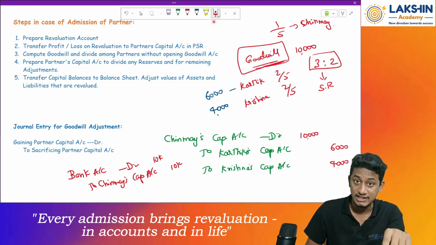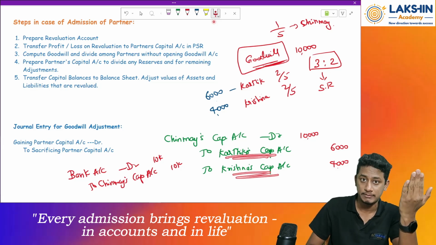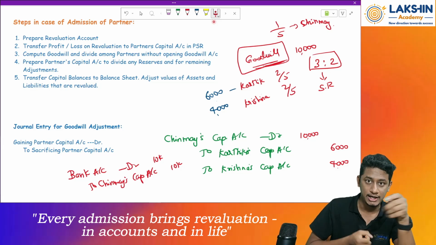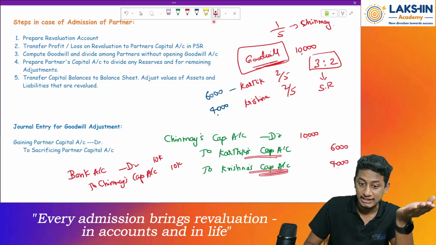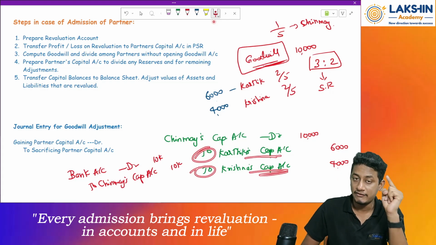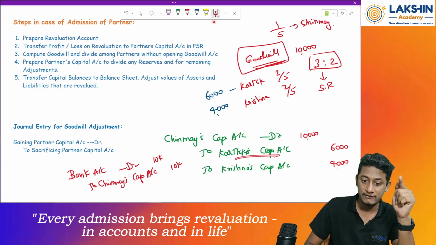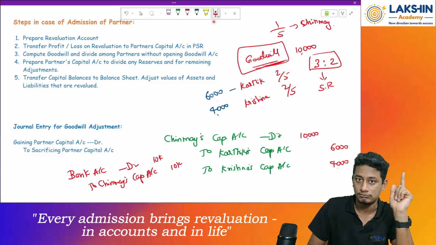Now because of this adjustment, what happens? The capital balances whatever they have will increase. Because see, Chinmay is giving the money whereas Karthik and Krishna are receiving the money. Right? So whenever they are receiving, their capital balance should increase. So because my capital balance is increasing, I am crediting the entries. Whenever capital increases, we will credit the entries. Remember the journal entries? Yes. So we have credited. So the entry will always be sacrificing partner's account credited and debit what? Gaining partner's account. Clear? This is the entry.